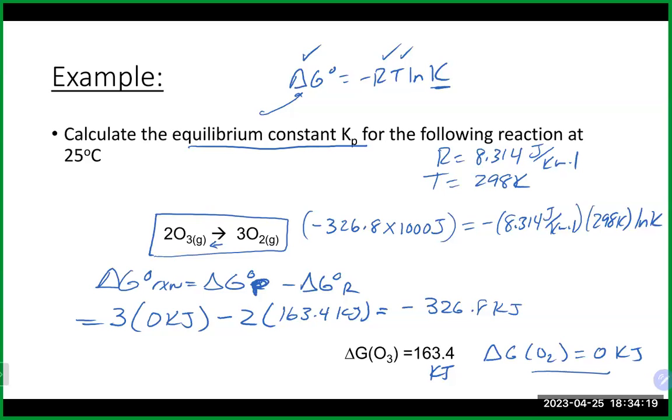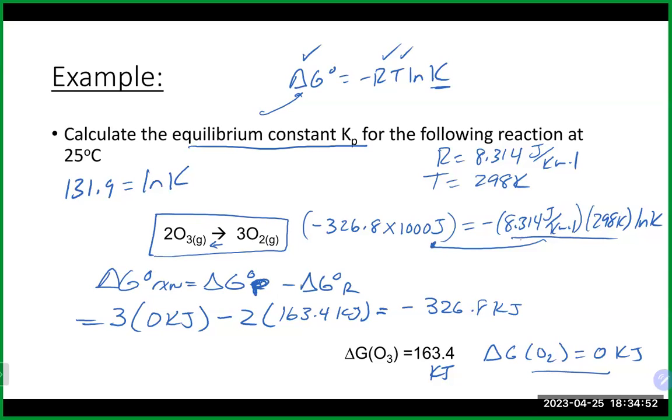All right, so kind of cleaning everything up and bringing these guys to the other side. Let's see here what we get. We get that times 1,000, divided by 8.314, divided by 298. And in this case, we will end up with about 131.9 is equal to the natural log of K at this point.